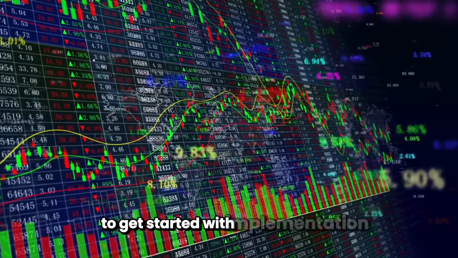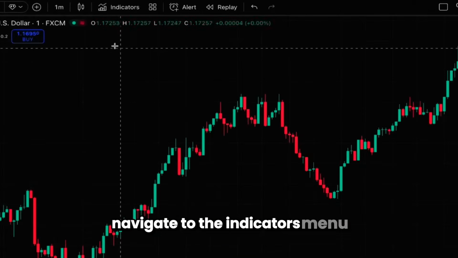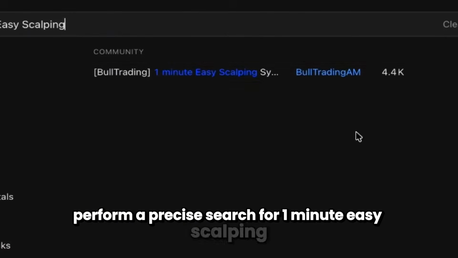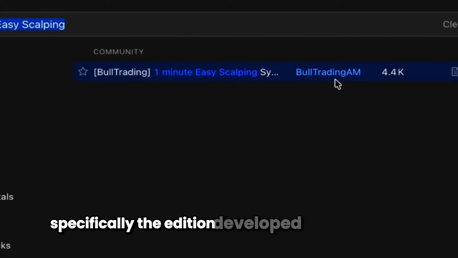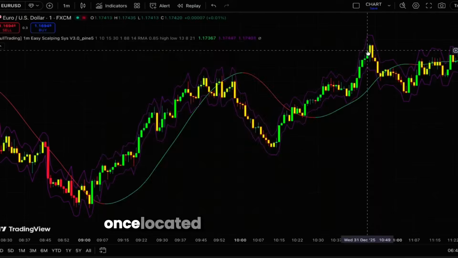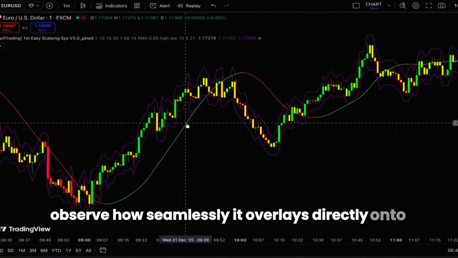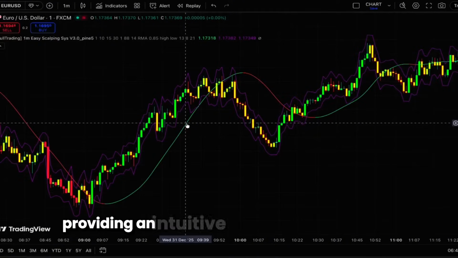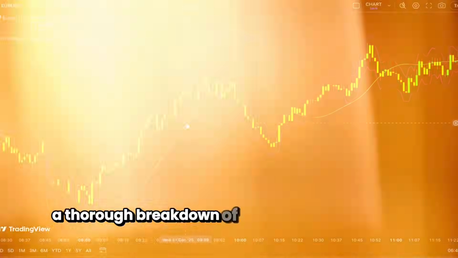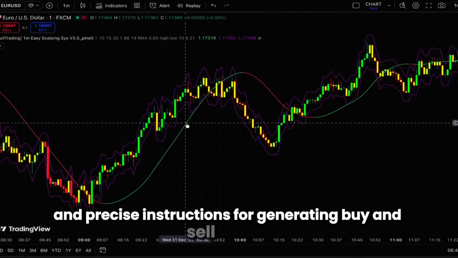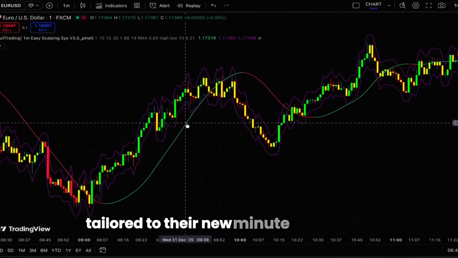To get started with implementation, navigate to the Indicators menu within your preferred charting platform. Perform a precise search for 1-minute easy scalping, specifically the edition developed by Bull Trading. Once located, apply it to your chart. Observe how seamlessly it overlays directly onto the price action, providing an intuitive visual layer for analysis. In the sections ahead, a thorough breakdown of its components will be provided, along with essential setting modifications and precise instructions for generating buy and sell signals tailored to the 1-minute timeframe.